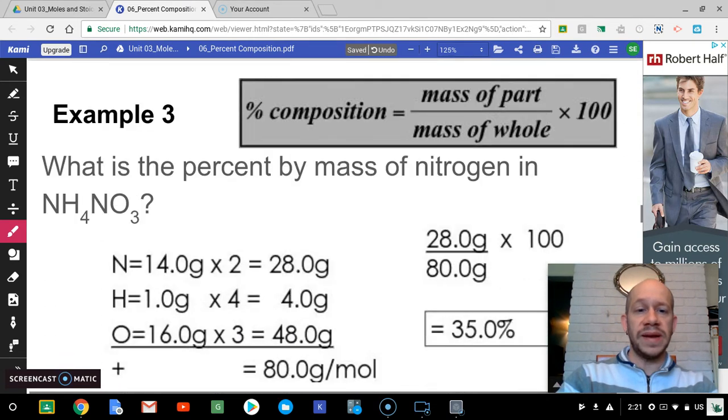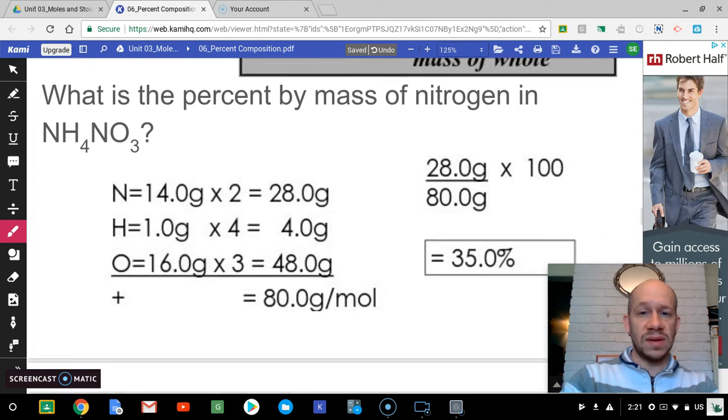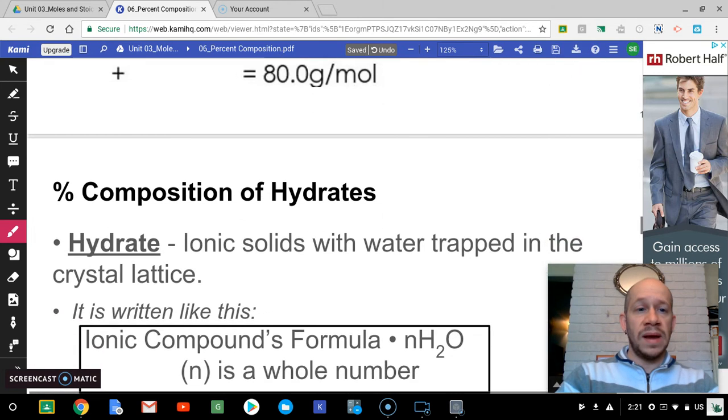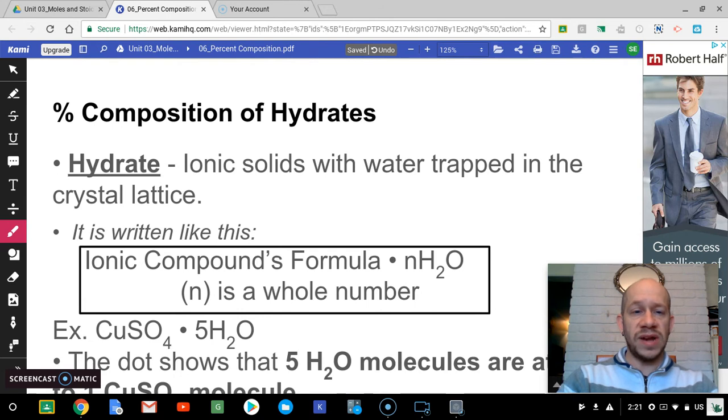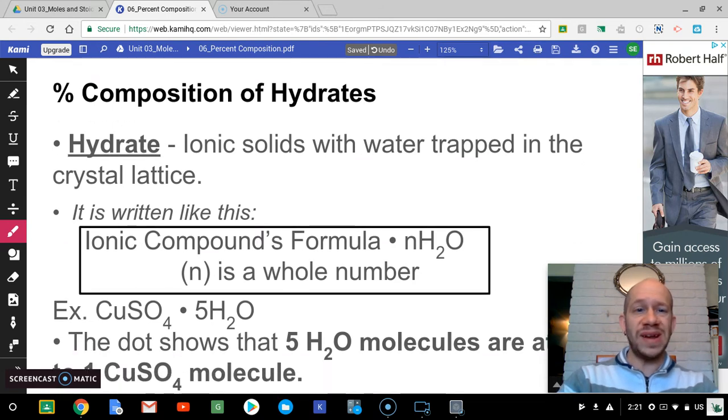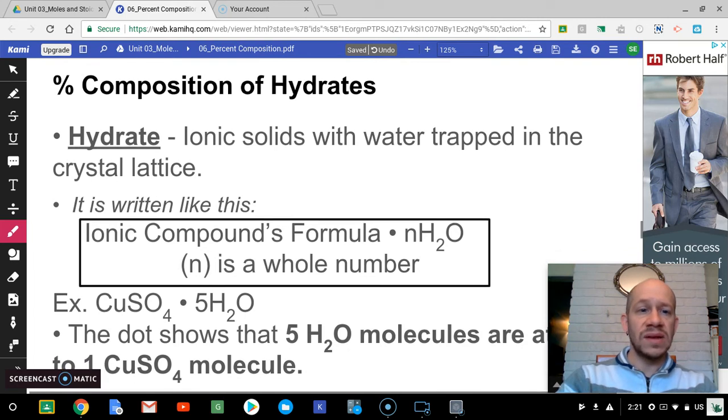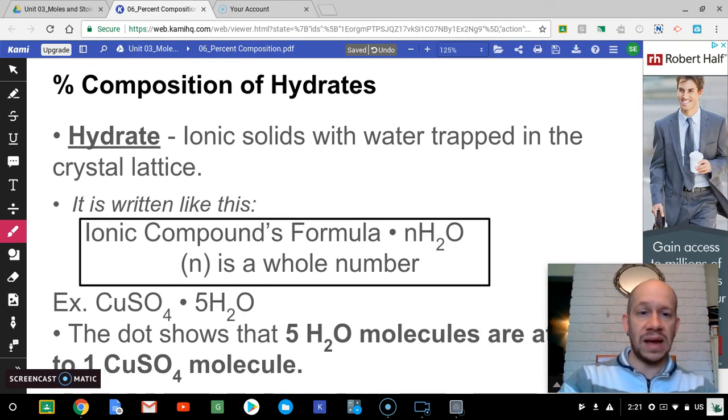Here is that work listed out so you can double check. Now the percent composition of hydrates is very similar. A hydrate is an ionic solid with water trapped in the crystal lattice. So it is written like this: the ionic compound's formula, and then we're going to put this dot times the number of waters in that compound.